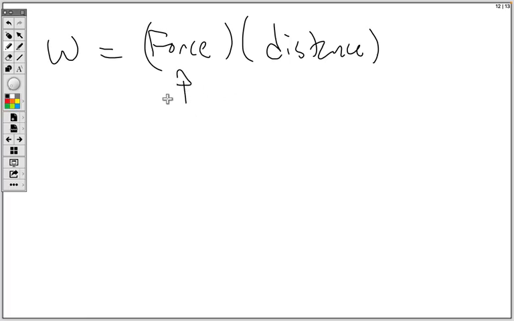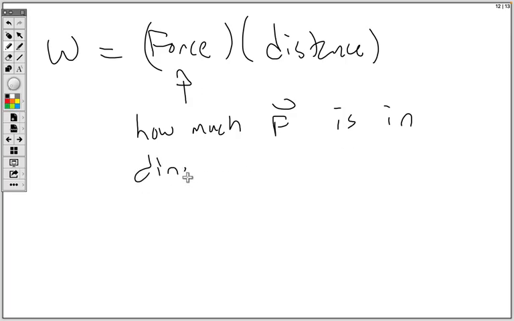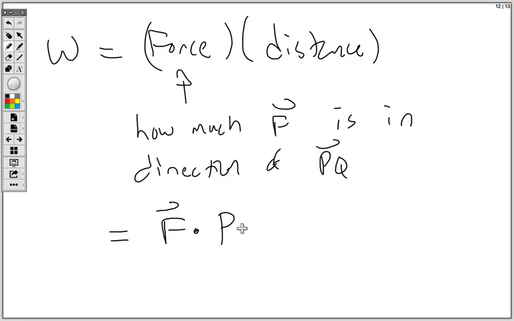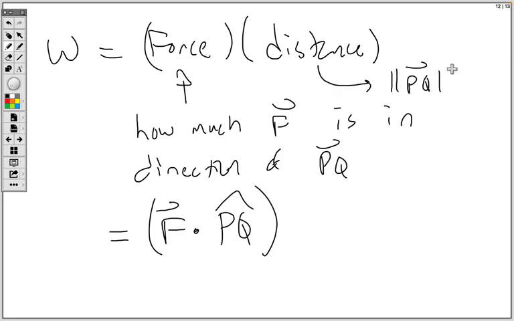The force here that's going to be moving the object is how much of the force F is in the direction of PQ. And this is exactly what the dot product does to help us. So this would be the vector F dot the direction PQ. The distance we're traveling would be the magnitude of PQ.